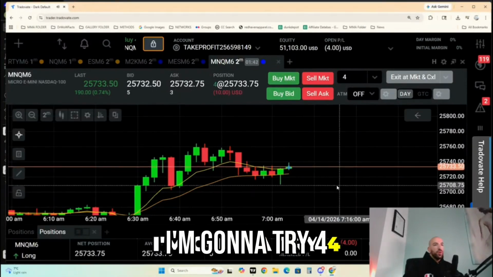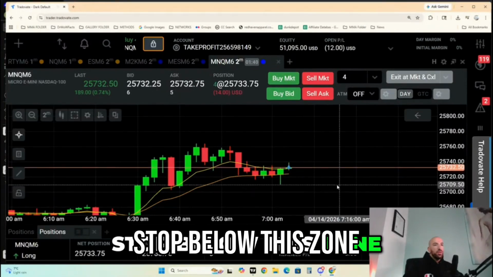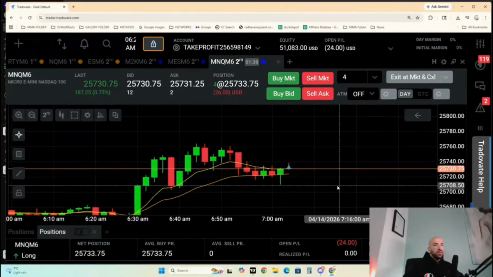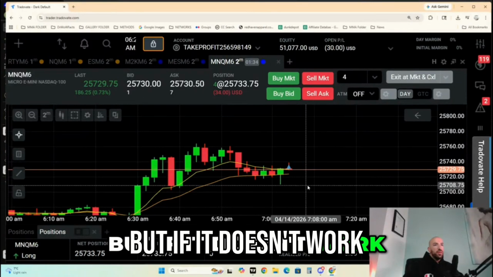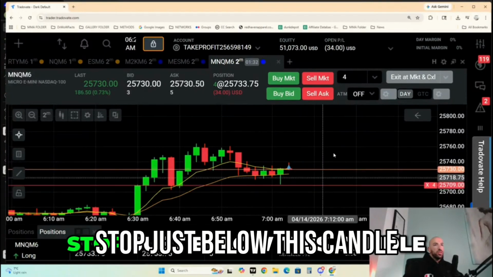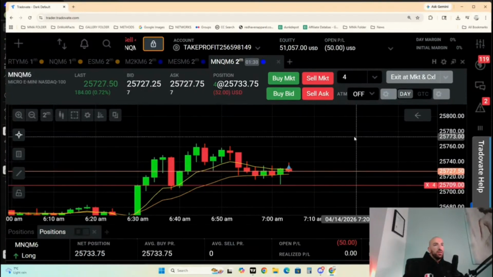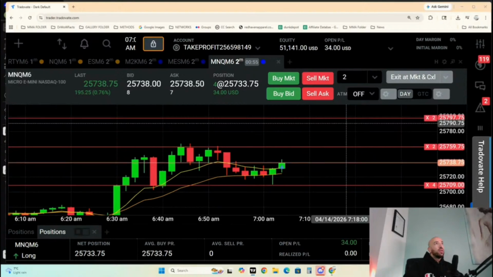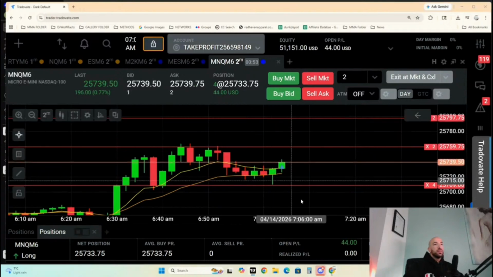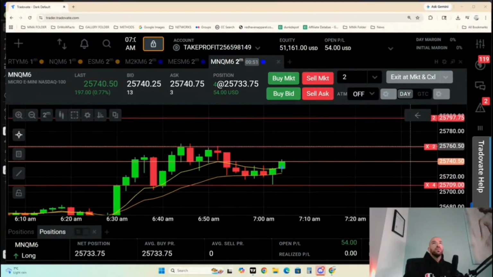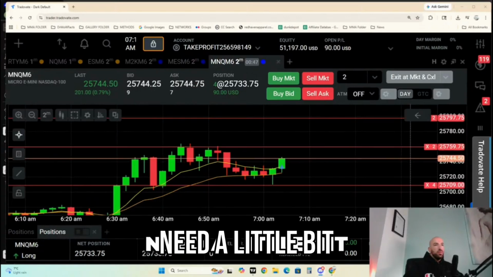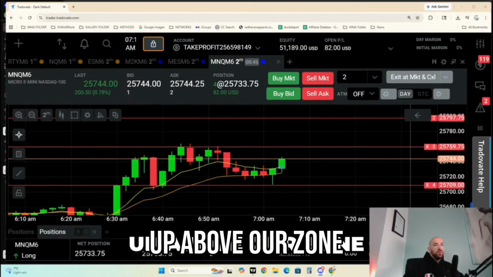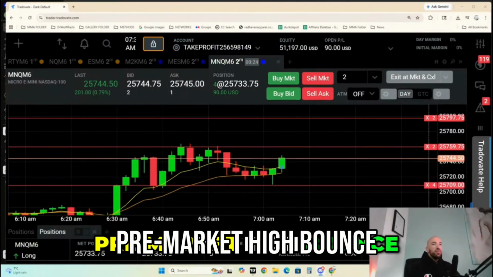Okay, I'm going to try 4 here and a quick stop below this zone. Just because I like how we held that pre-market high with this candle, but if it doesn't work, I'll have a quick stop just below this candle. See how it goes. Let's see us hit that zone. Need a little bit of a push right up above our zone. I do love that pre-market high bounce.